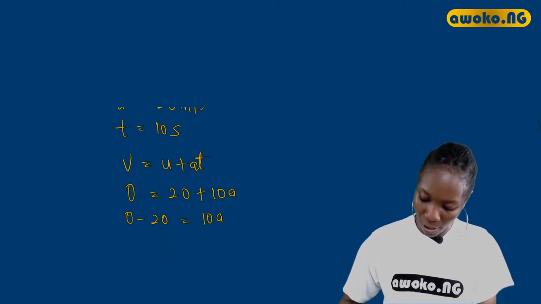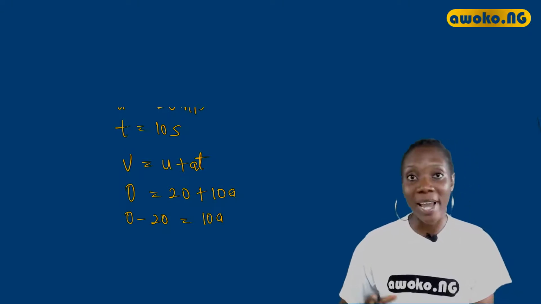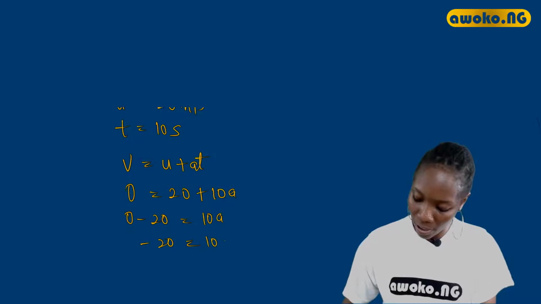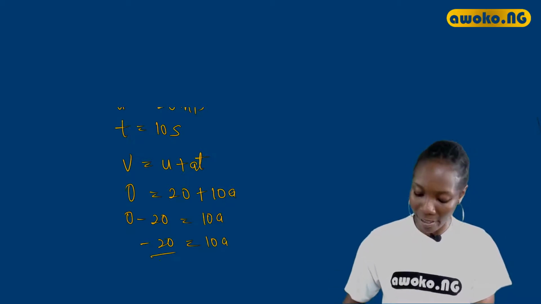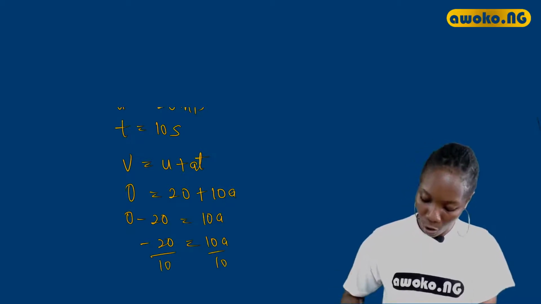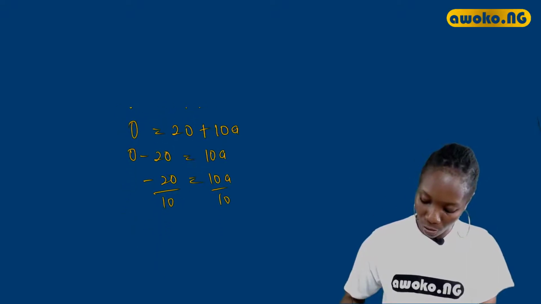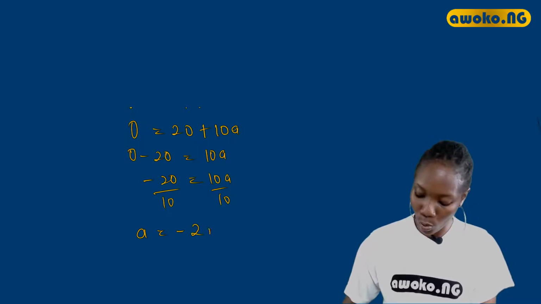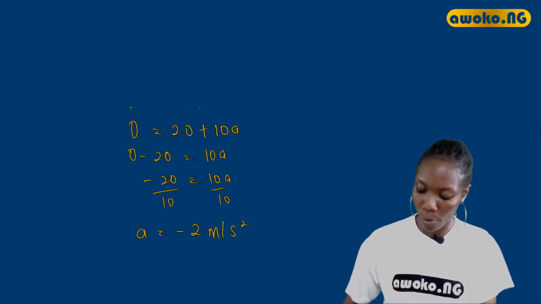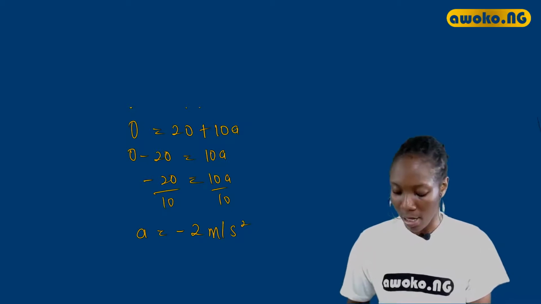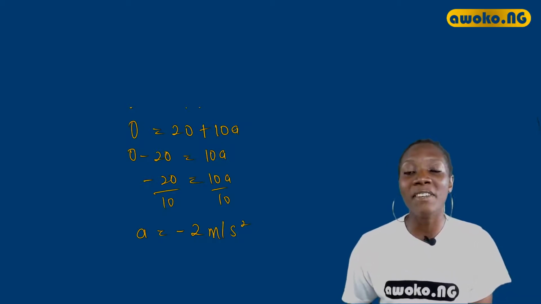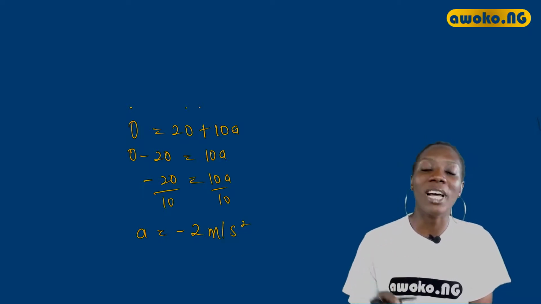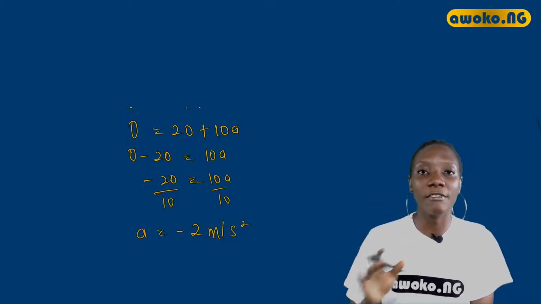What do you do next here? You simply divide both sides by 10. So 0 minus 20 is minus 20 equals 10a. When you divide both sides by 10, you get your acceleration a to be minus 2 meters per second squared. Now you can see that this acceleration has a minus sign, which shows us that deceleration occurred, that is, a reduction in the velocity.